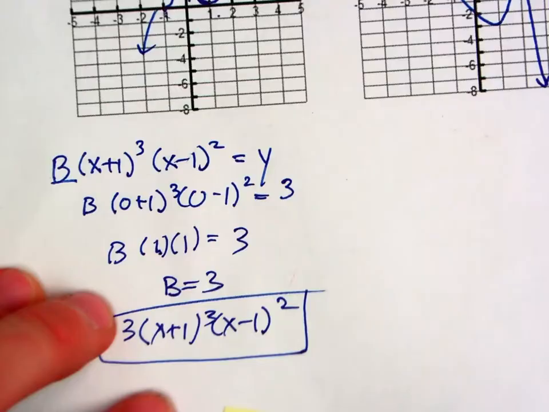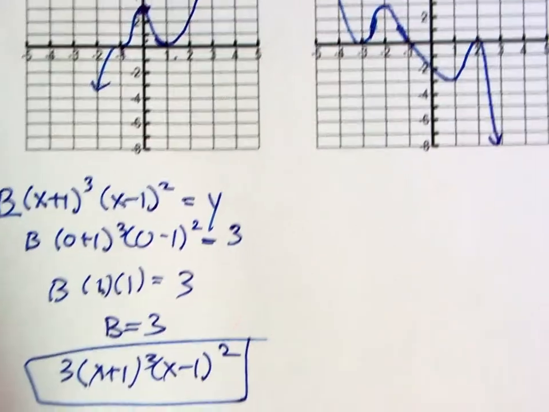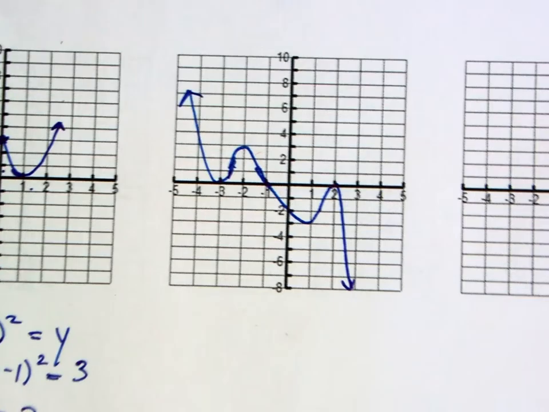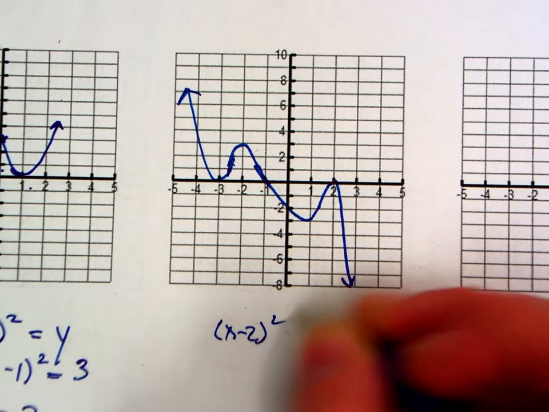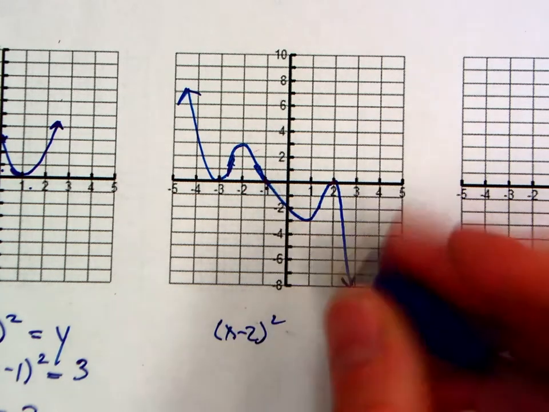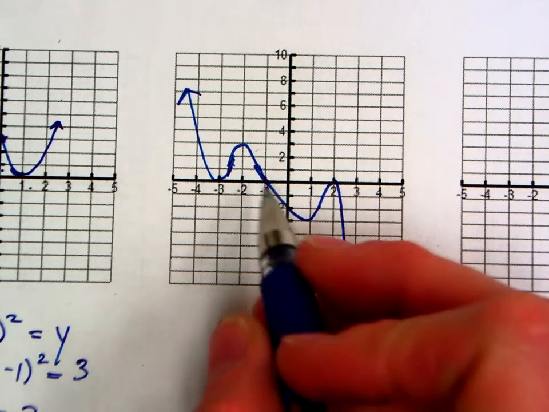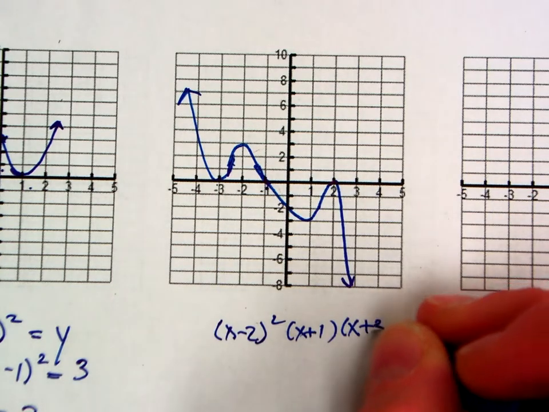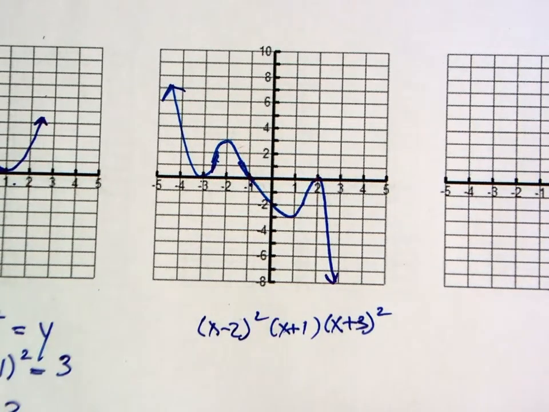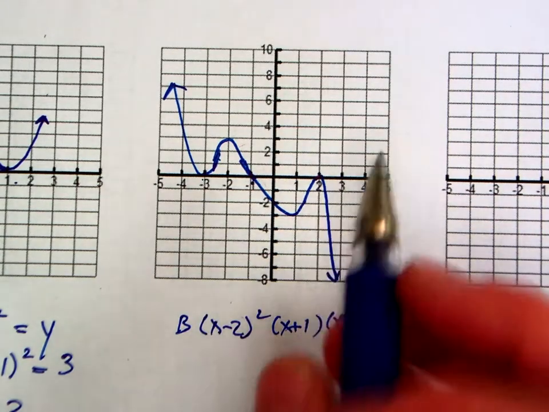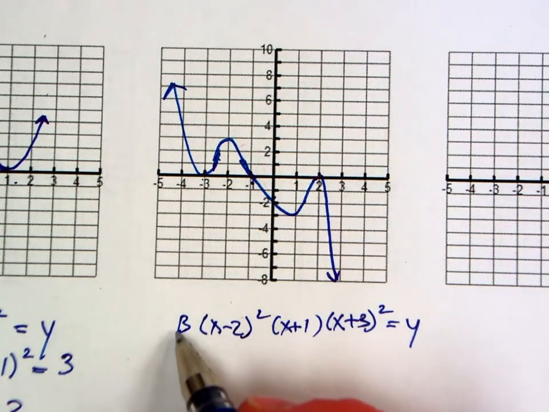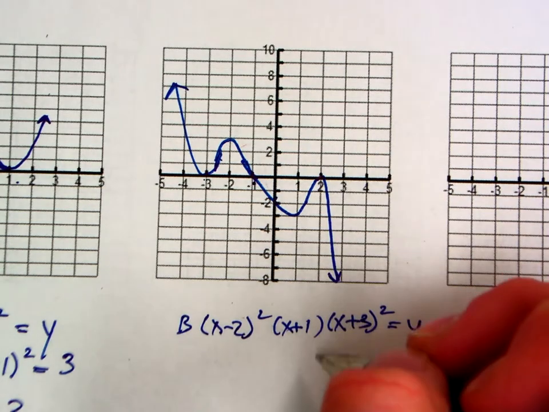Last, let's do one where the leading coefficient should come out to be negative. So if I do this one, I have x minus 2 squared, this is a bounce. This is x plus 1 to the first. This is x plus 3 squared. So what I saw for my leading coefficient now, I want to make sure that I get b to be negative because of my end behavior.